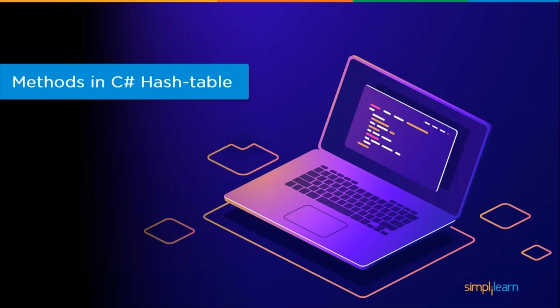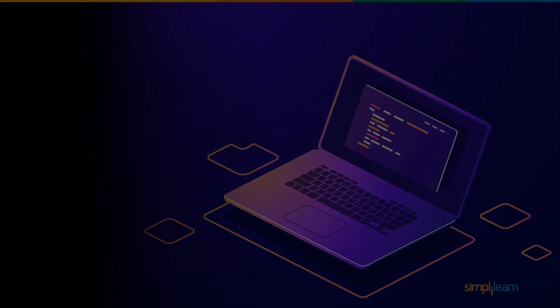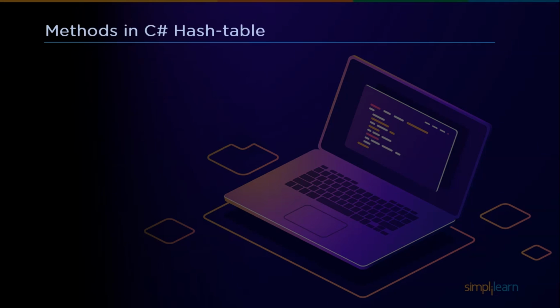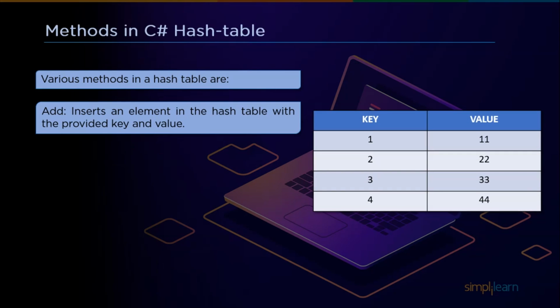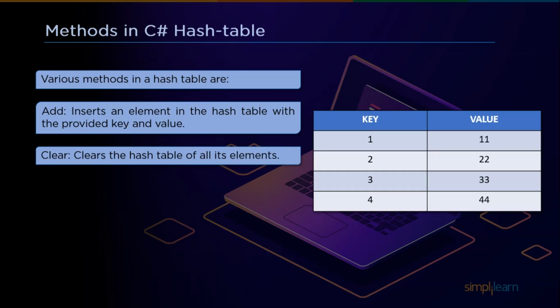Now, let's discuss the methods in hash tables. A hash table contains the following methods. Add, which inserts a hash table element with the specified key and value. Then clear. This will remove all elements from the hash table.